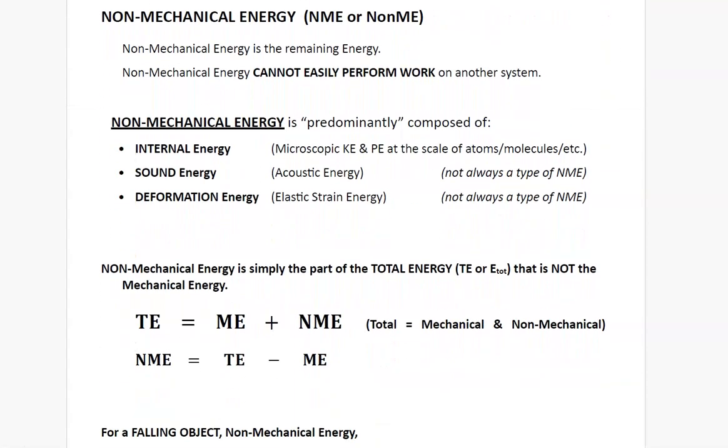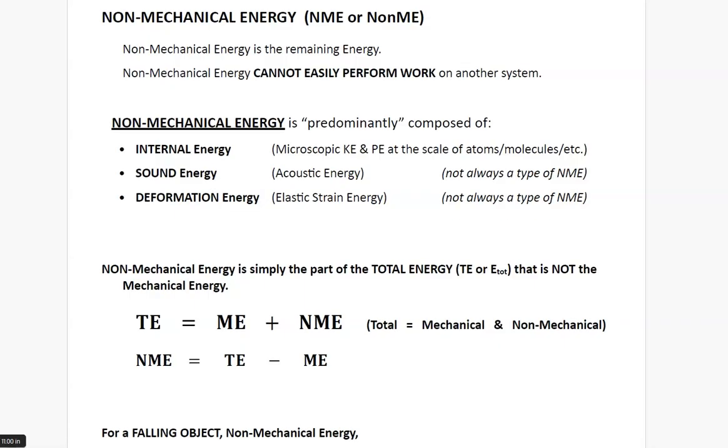So non-mechanical energy is what is remaining from the total energy. Total energy is the sum of mechanical and non-mechanical energies. So anything left after we calculate mechanical is the non-mechanical. And the non-mechanical energy is not very useful for performing work. It possibly can be used, but it's very difficult. Now, non-mechanical energy is composed of a variety of different energies that involve position and movement on the atomic level, the molecular level, or even smaller than the atomic level.